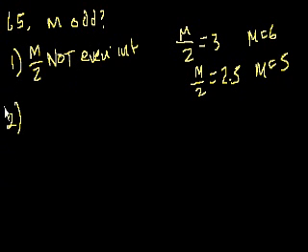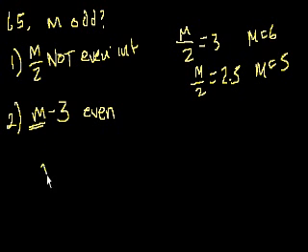Statement number 2. M minus 3 is an even integer. M minus 3 is even. Well, this is useful, right? If you subtract an odd number from a number and you get an even number, this number is going to be odd. And let's think about that. If I have a bunch of numbers, let me write x, y, and z.